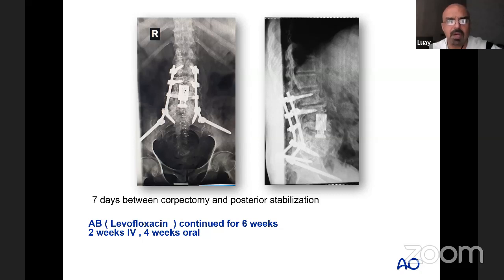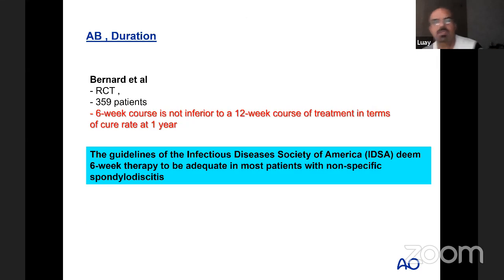There is a lot that has been said about antibiotic duration. One of the best papers is from Bernard et al. Because it is an RCT of almost 350 patients, it states that a 6-week course is not inferior to a 12-week course of treatment in terms of the result after 1 year. And the guidelines of the Infectious Diseases Society of America state the same thing.